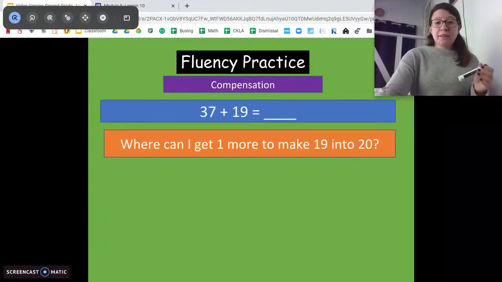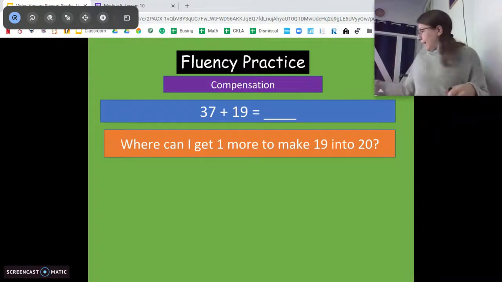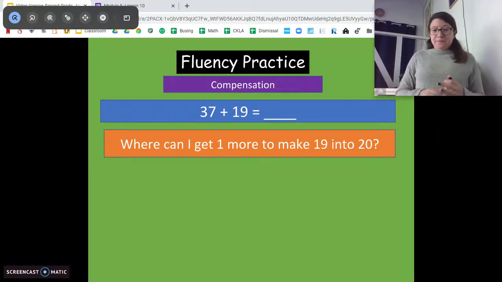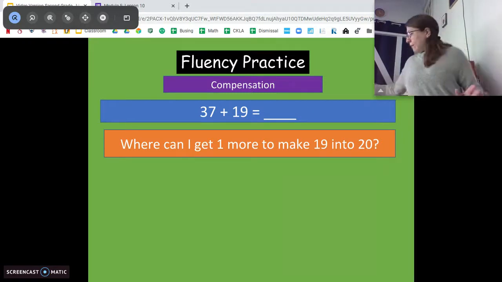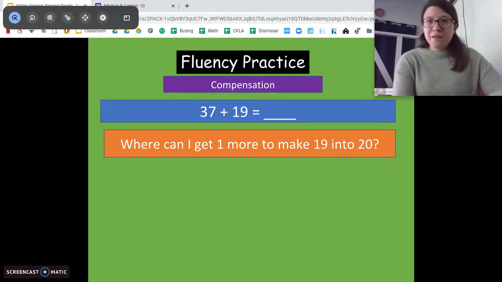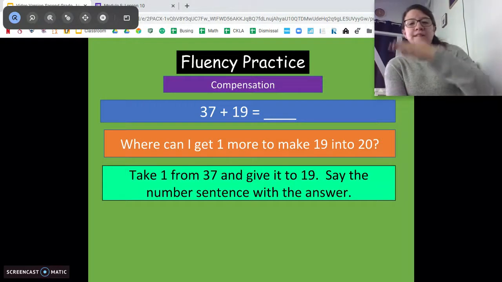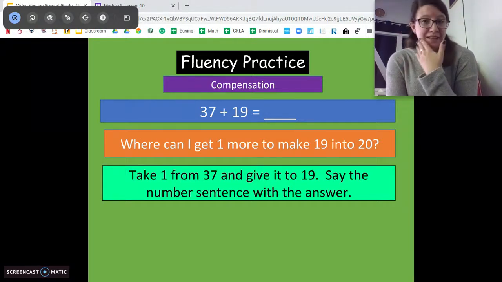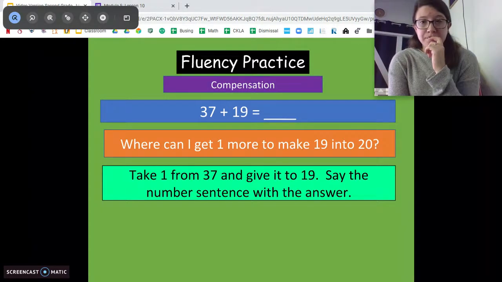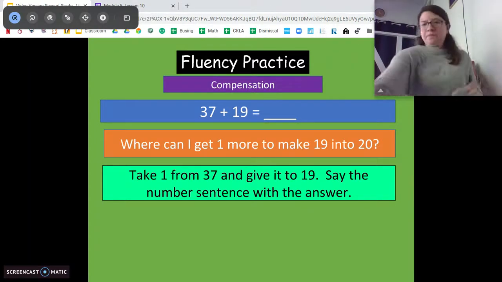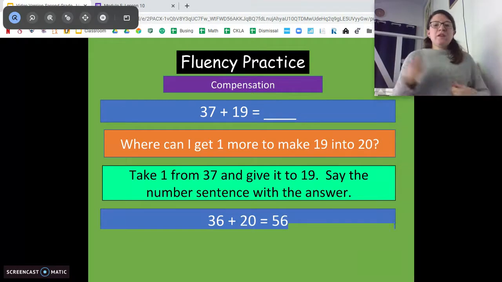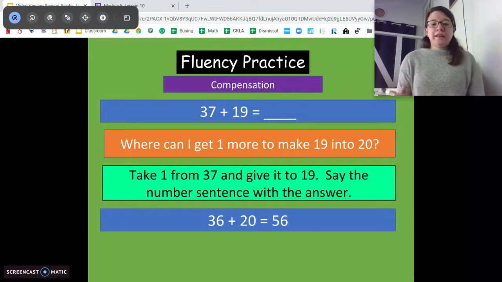All right, let's try and do this one in our heads. We have 37 plus 19. Where can I get that one more to make 19 into 20? Where am I getting that from? What number? 37. Good. Take 1 from 37, give it to 19. Now 19 is now 20. What is our new number sentence? Good. 36 plus 20 gives us 56.